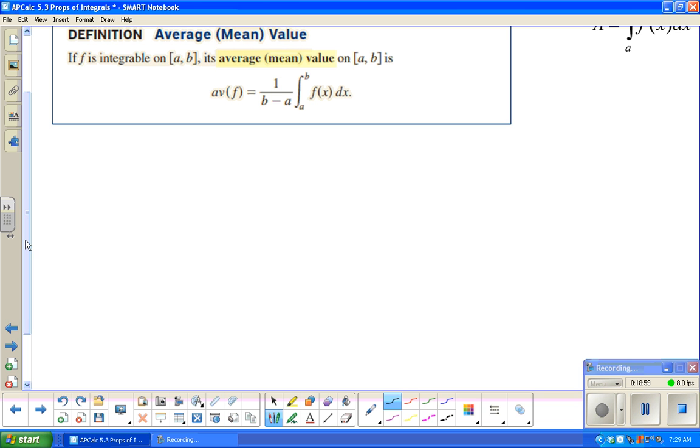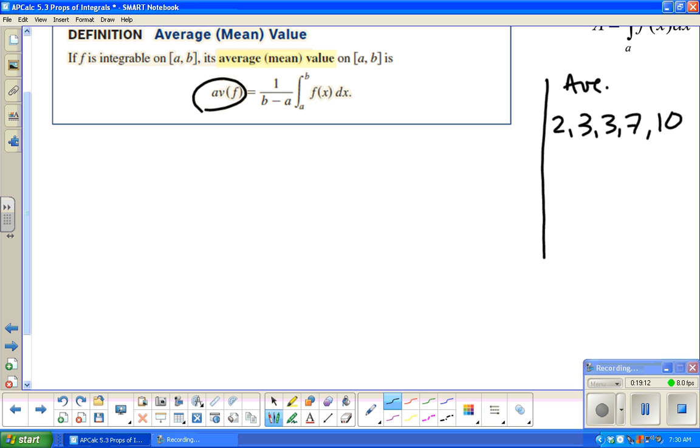Okay, so what we're trying to find is the average value for a function. Now, we have a conceptual idea of what average means. Like if I have 2, 3, 3, 7, 10, and I wanted to find an average, I would add them up and then divide by the number of items I had. So in this case, I would add them up, and that's 25 over 5 numbers. The average is 5.